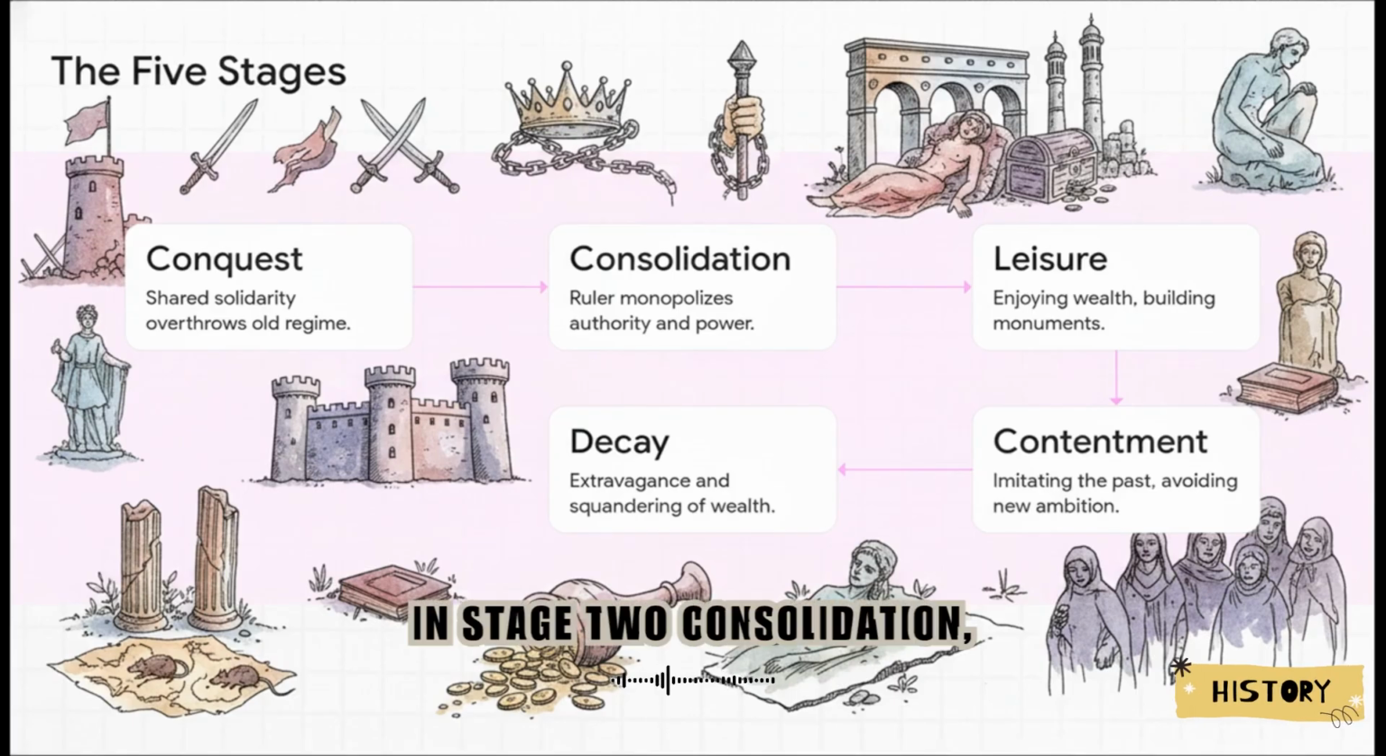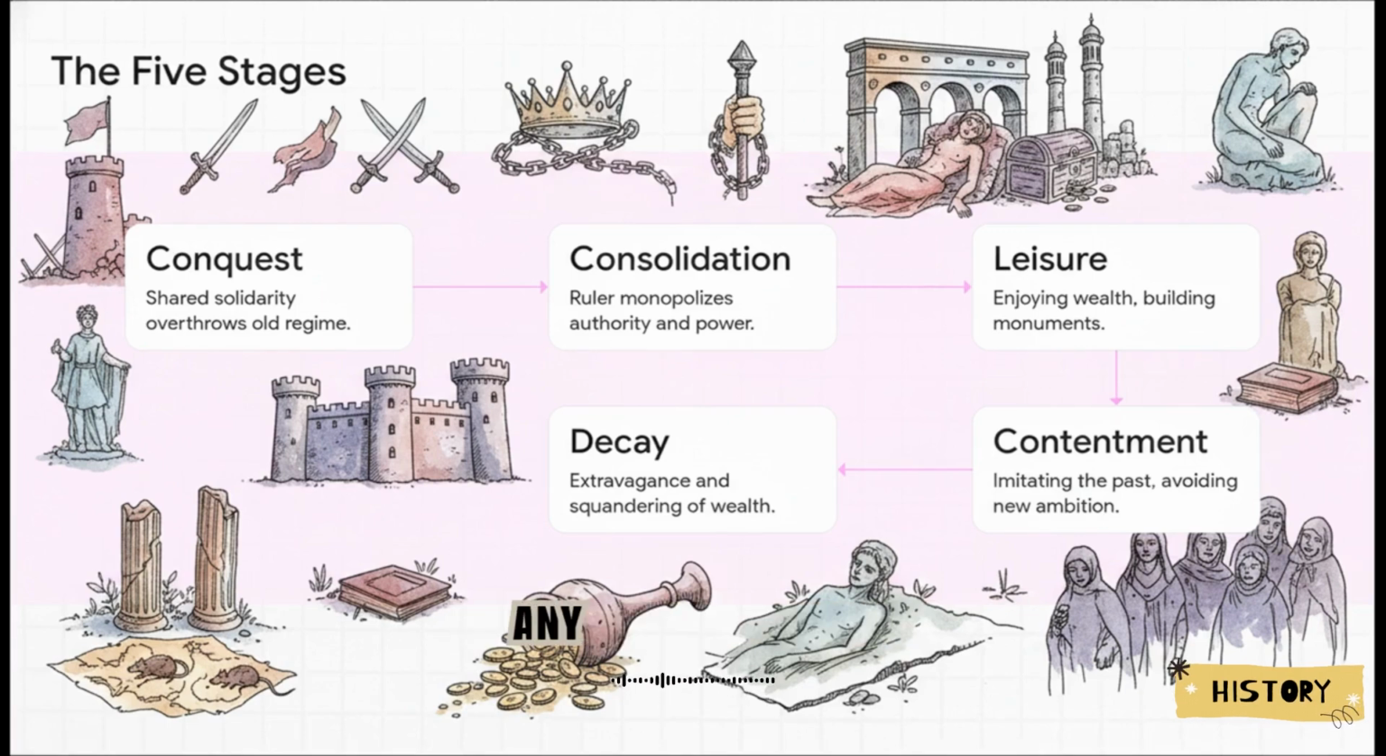But in Stage 2 consolidation, the dynamic shifts. The ruler stops sharing power, basically monopolizing authority and glory entirely for himself. By Stage 3, leisure, the ruler focuses almost completely on wealth, luxury, and ease. Stage 4 is contentment. This is a passive imitation of the past, where they're happy to just maintain the status quo without any new ambition. Finally, Stage 5 brings decay. The rulers become utterly extravagant, squandering wealth on their appetites until the state literally enters senility, just waiting to die.